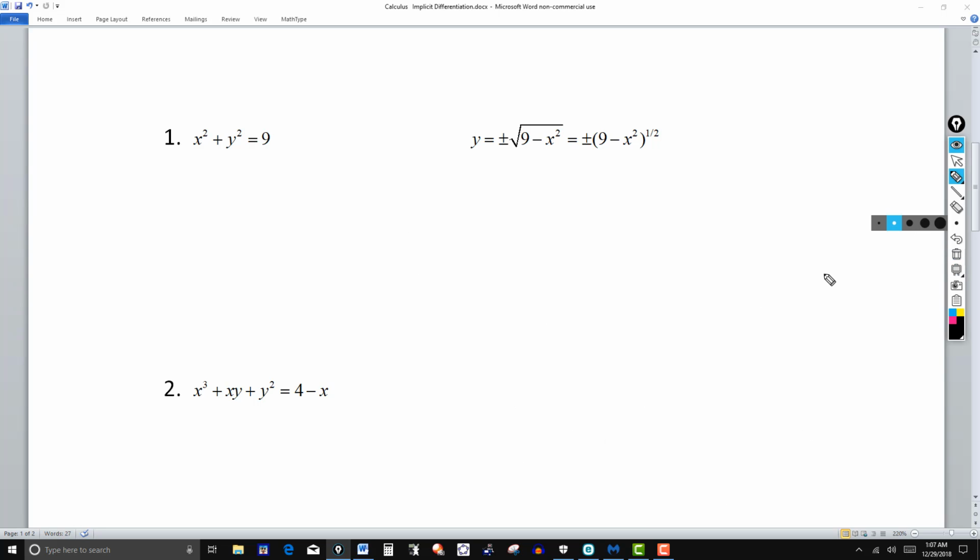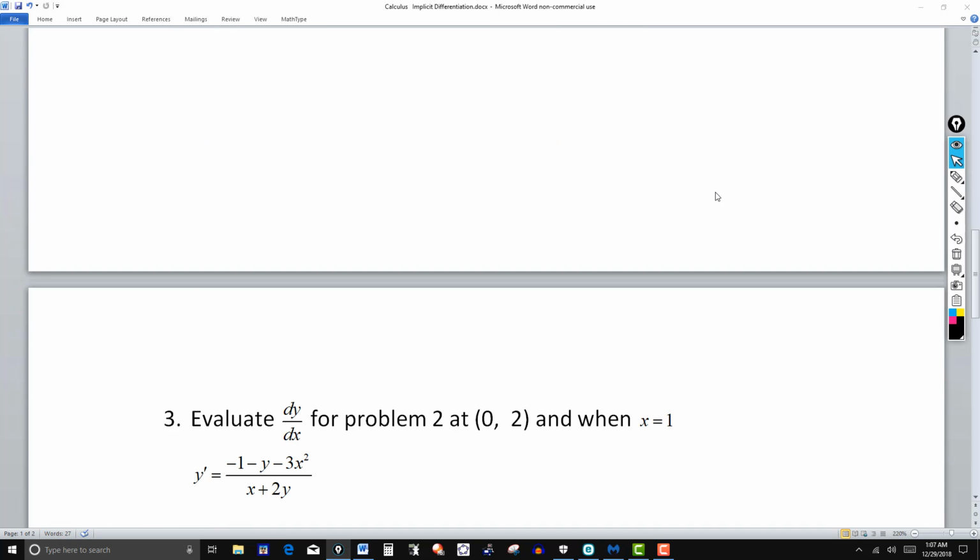And let's look at this one. This one, number 3, relates back to problem number 2. It says evaluate the derivative of y with respect to x for problem 2 at 0, 2. So in other words, find the value of the derivative at 0, 2. Okay, this is the derivative that I got. Again, the order might be a little bit different, and you might get minus 3x squared and minus y over here. As long as the signs are the same, it's the same thing.